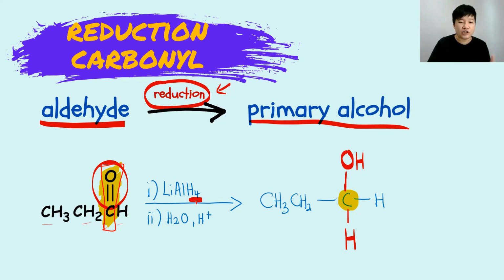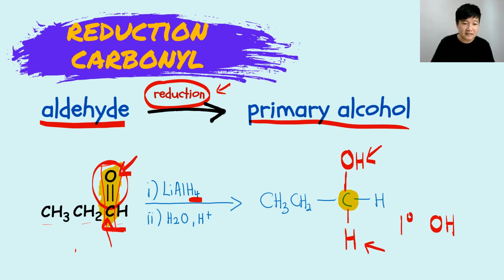That's why you have your lithium aluminium hydride. And the only change is happening to the carbon that is holding the double bond O. The double bond O becomes a single bond OH. The same carbon adds in hydrogen to complete the 4 bonds. Simple. And that is your primary alcohol.